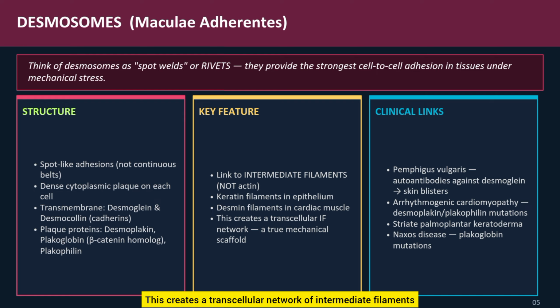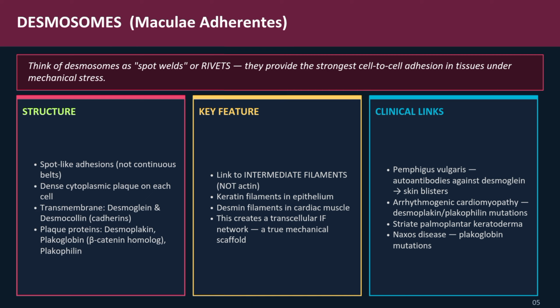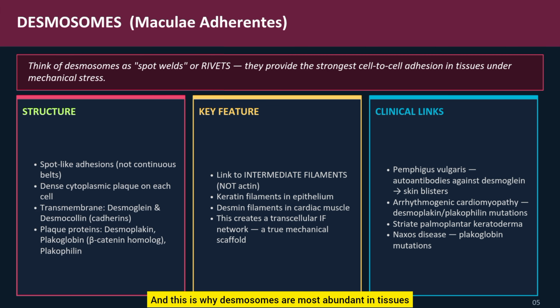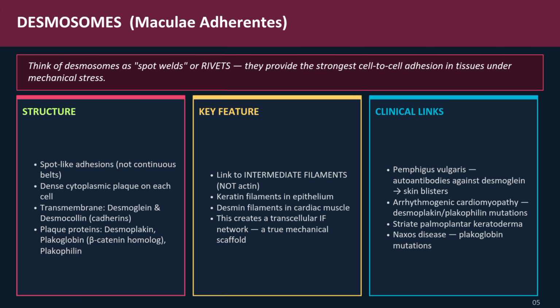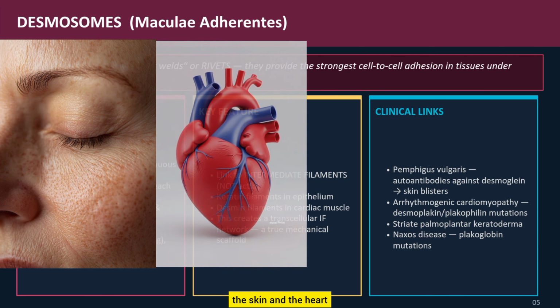This creates a transcellular network of intermediate filaments, a true mechanical scaffold running through the entire epithelial sheet. And this is why desmosomes are most abundant in tissues that face the greatest mechanical stress. The skin and the heart.